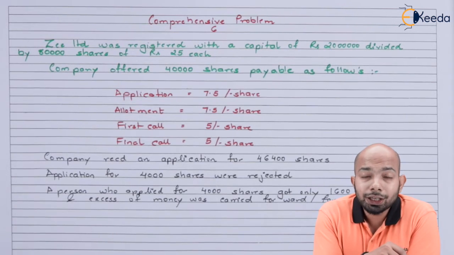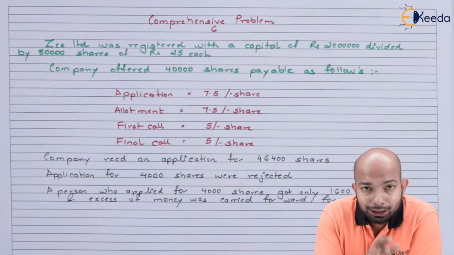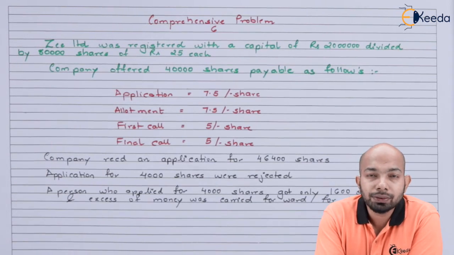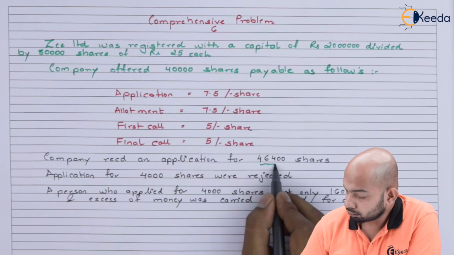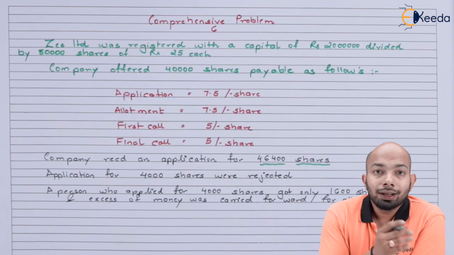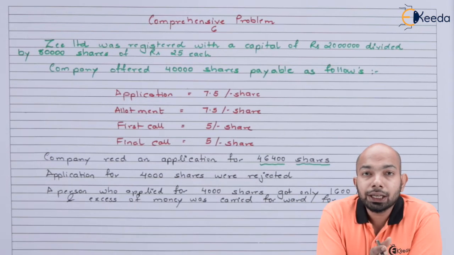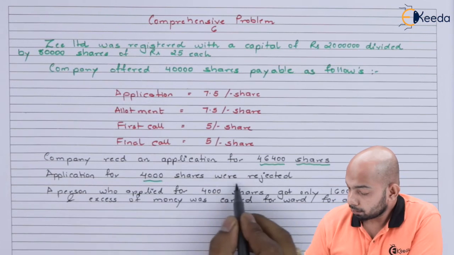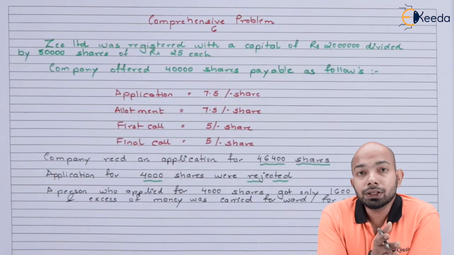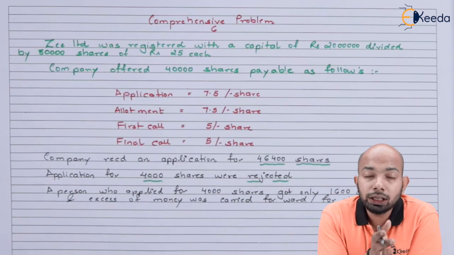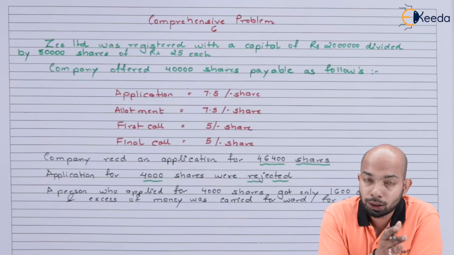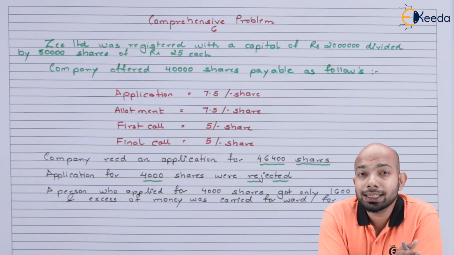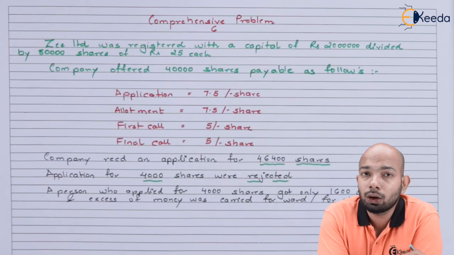Now in the question they have mentioned that the company received applications for 46,400 shares. That means this is a clear case of oversubscription, because the issuance was only for 40,000 shares. They have also mentioned that applications for 4,000 shares were rejected completely. And the person who had applied for 4,000 shares was allotted only 1,600 shares, and the excess money he paid on application was adjusted in the allotment money.